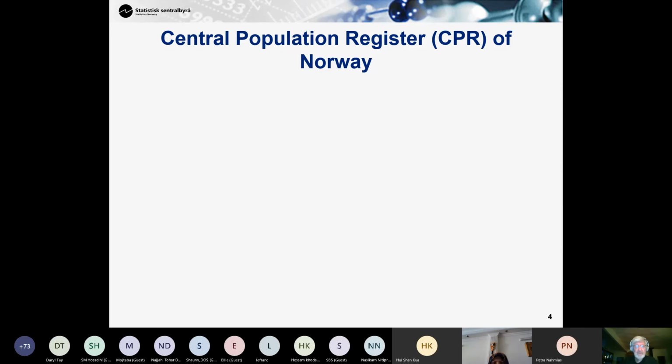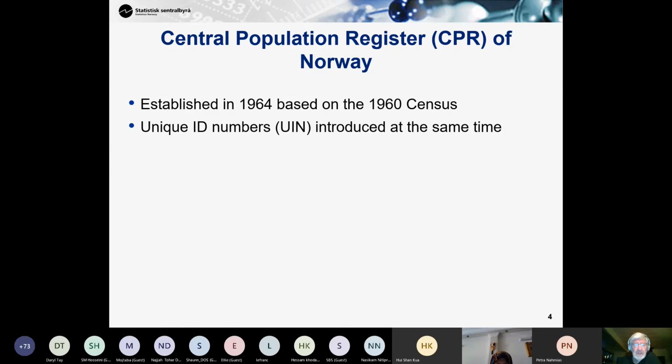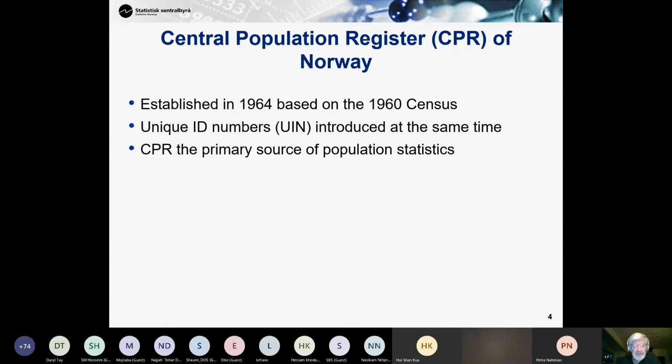In Norway, we have something called the Central Population Register, and it was established in 1964 based on the 1960 census. At the same time, unique ID numbers were introduced. This register is the primary source of population statistics. It has been like that for more than 50 years. It is also used to draw samples for surveys, so you can draw any sample you like, for example, of only immigrants or of only teenagers or whatever.